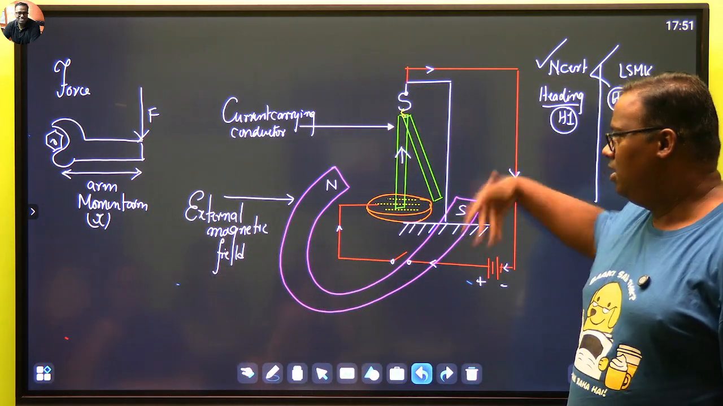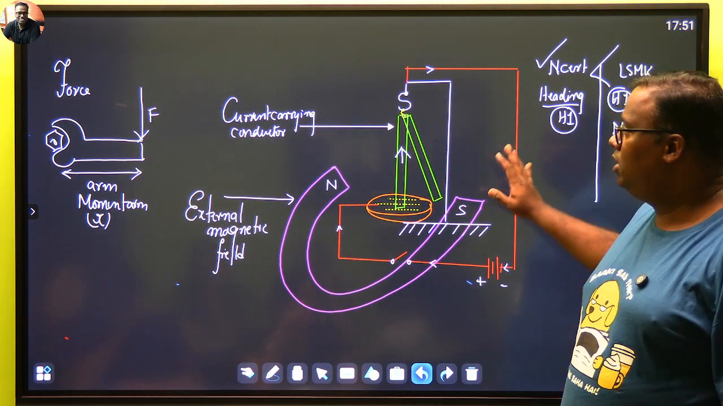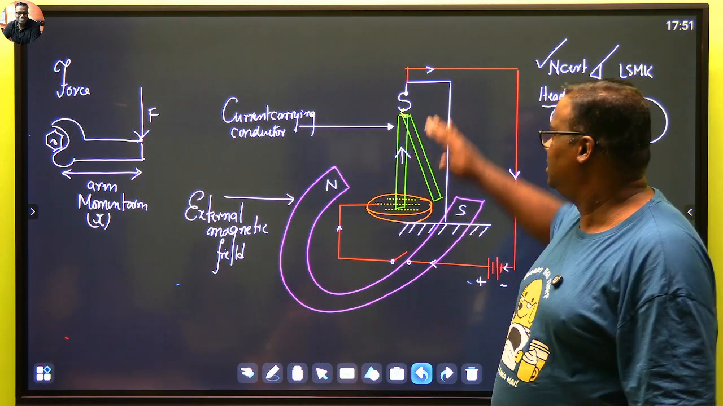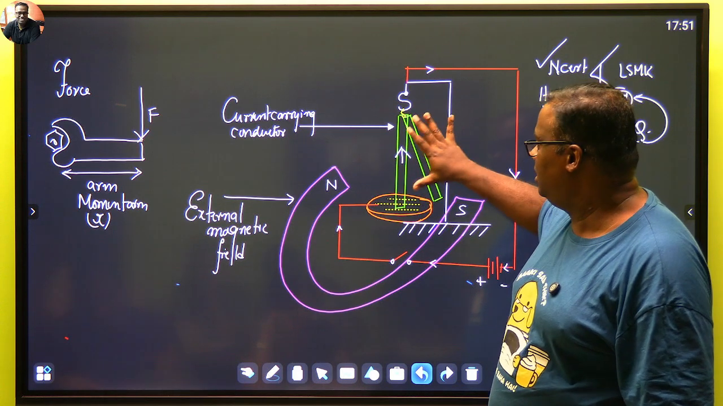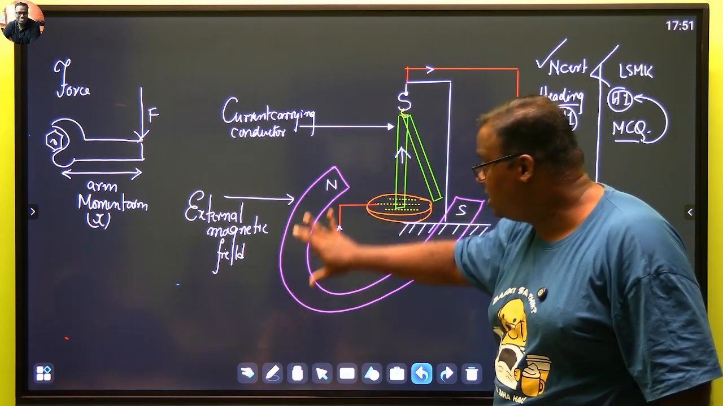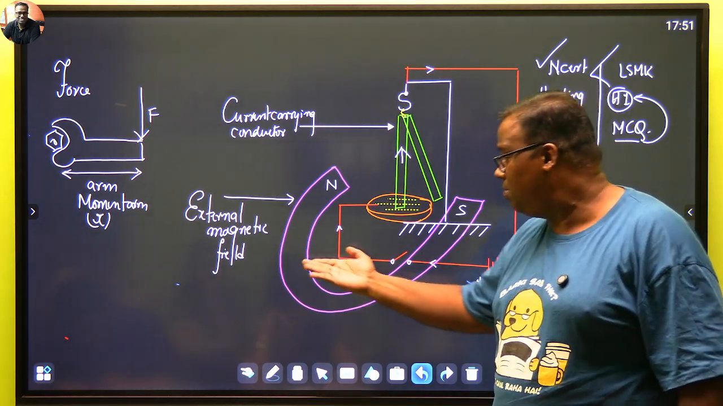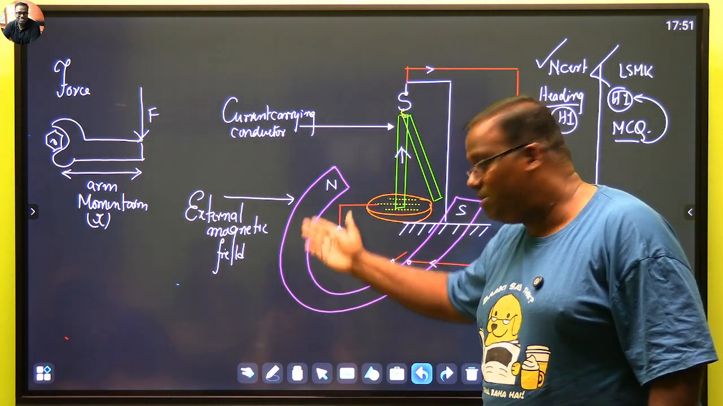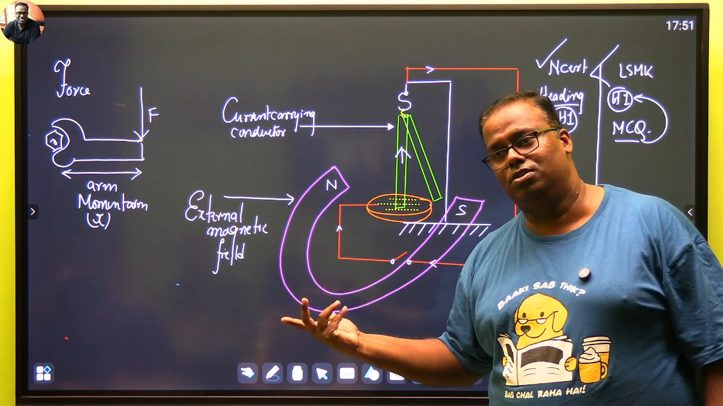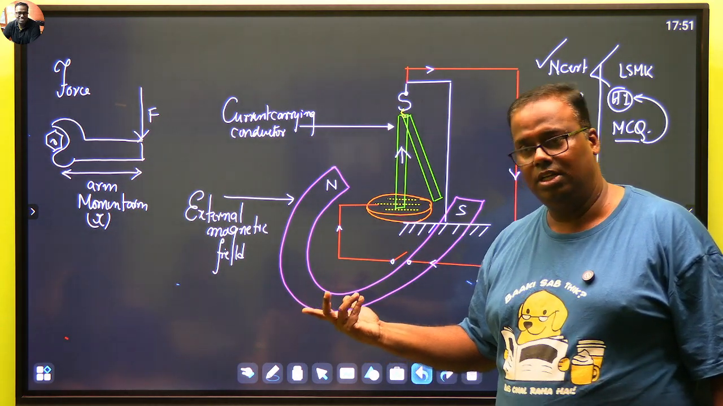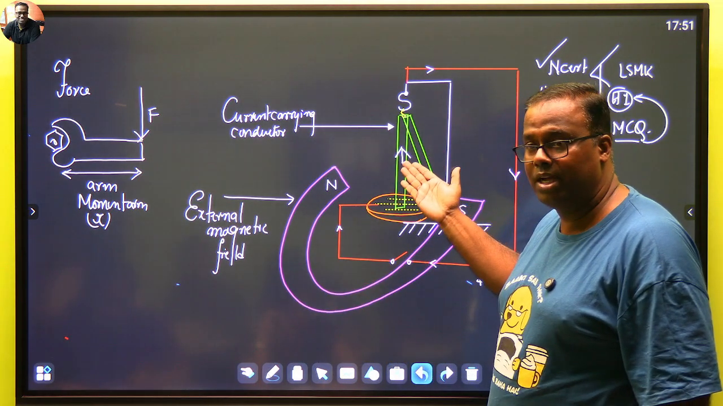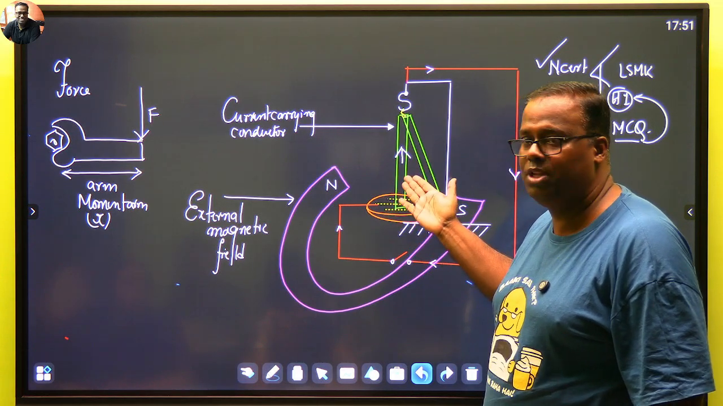So revising this once again, what did we understand? A current carrying conductor behaves like a magnet. If the current carrying conductor is placed in any external magnetic field, this external magnetic field can be created by a permanent magnet, or this can be created by another electromagnet also. Got it? Then this behaves like a magnet, so there will be a force experienced by this.